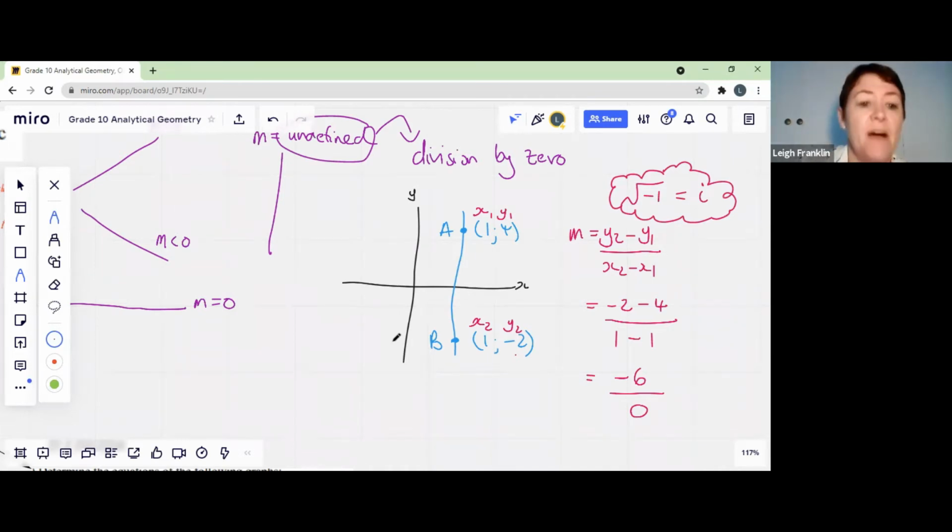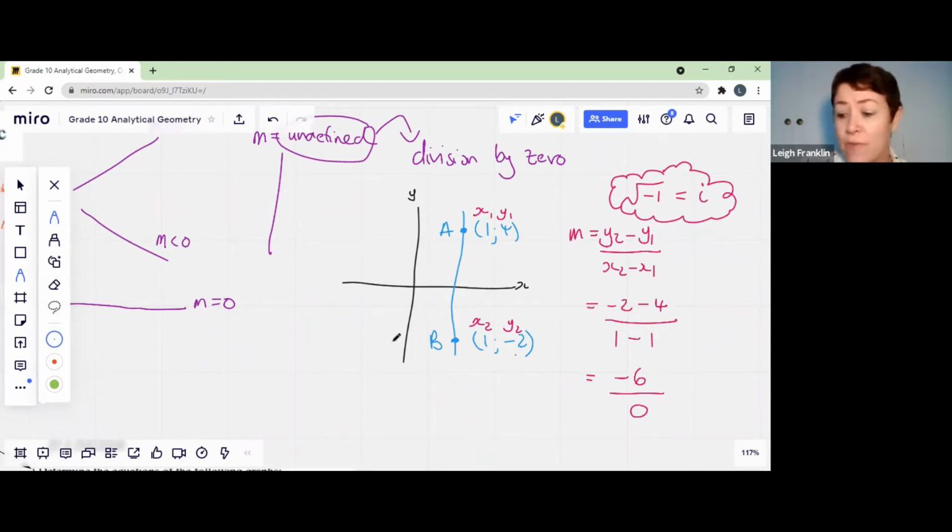Yes, you would just write undefined. Quite right, Phoebe. If there was a question asked in a test, you would say that the gradient is undefined. So we can't calculate the gradient of a vertical line, but we can still work out its length. It's still possible for me to know how long AB is. I just can't get an equation in terms of y equals mx plus c for it.